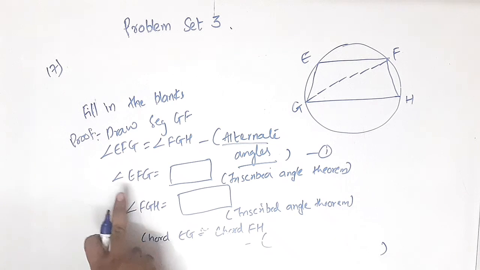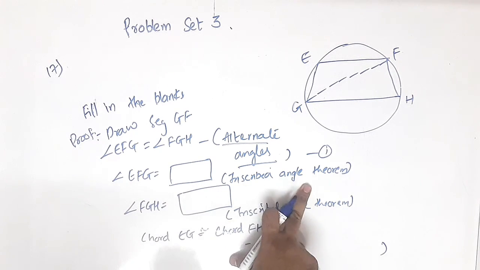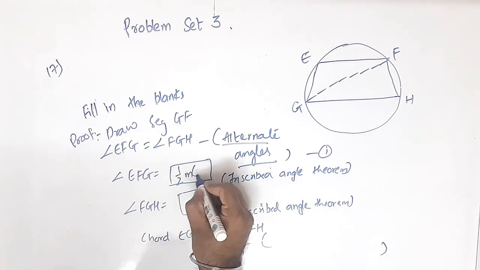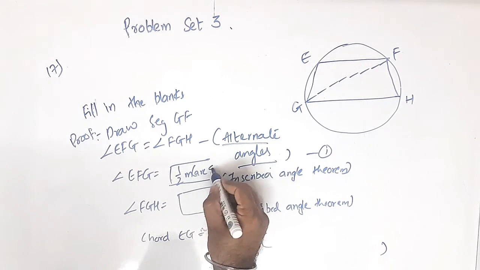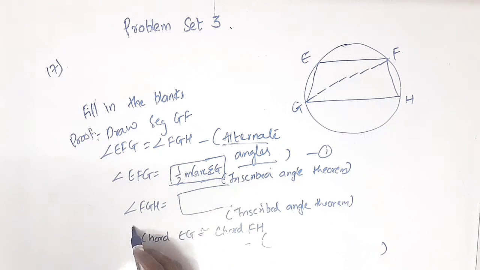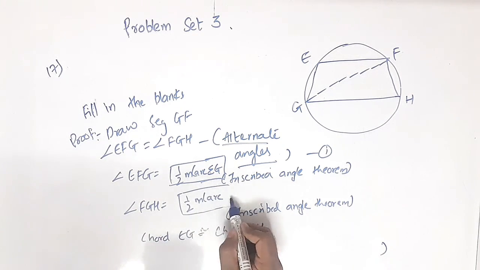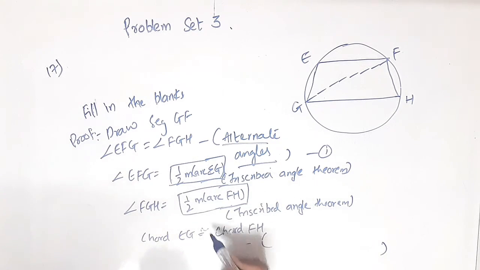Then you have this question, angle EFG is equal to which arc? This is the inscribed angle theorem. By the inscribed angle theorem, it will be half of measure arc EG, correct? And similarly, angle FGH will be half of measure arc FH, correct? So you have done these 2 blanks.